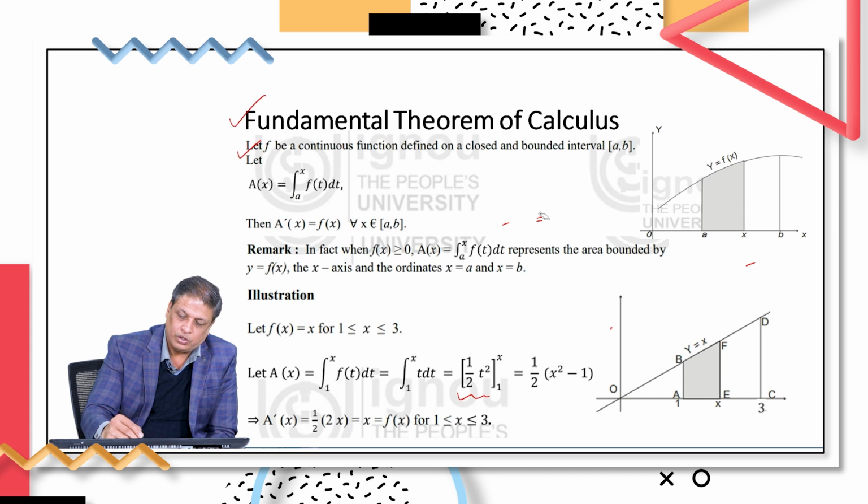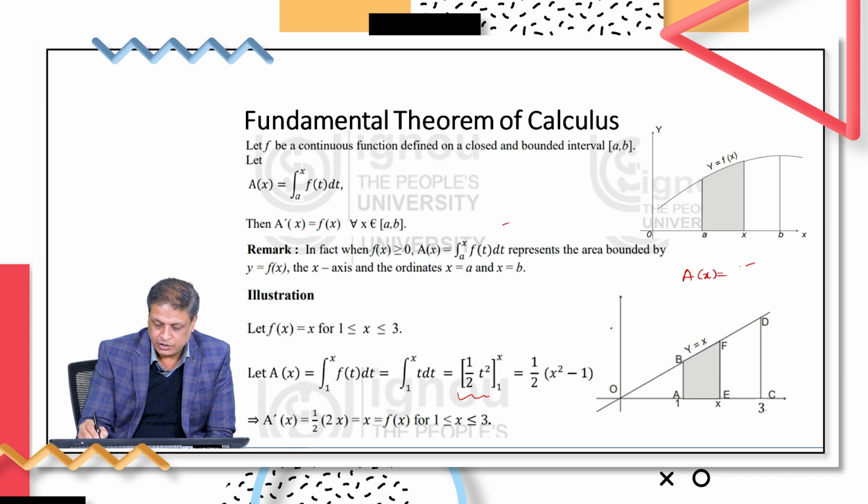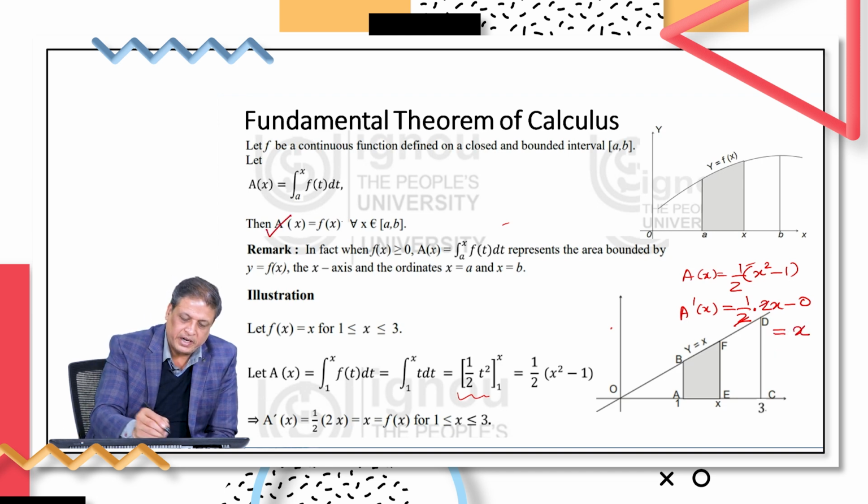In order to verify this, we need to differentiate A(x). What is A(x)? We got A(x) is equal to 1 by 2 of (x square minus 1). So, A dash x, what is A dash x going to be? 1 by 2 into 2x minus 0. So, 2 will cancel out and this turns out to be x, and it is very true that A dash x is turning out to be f(x).